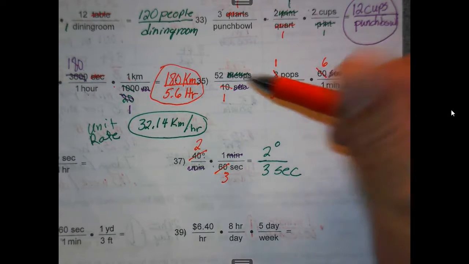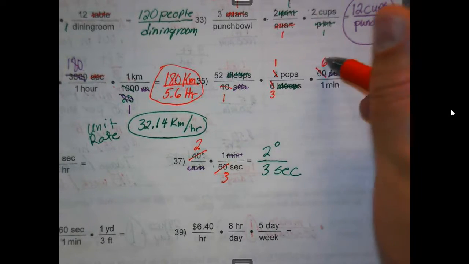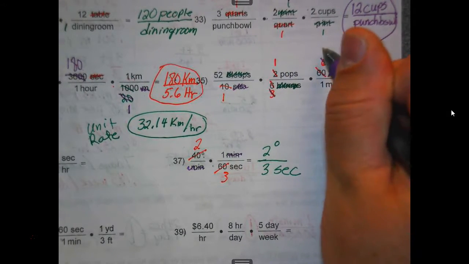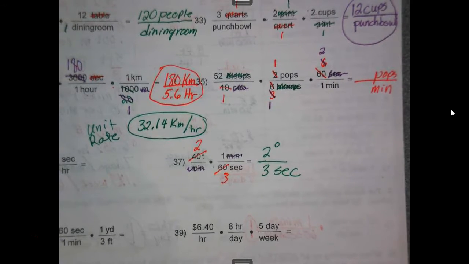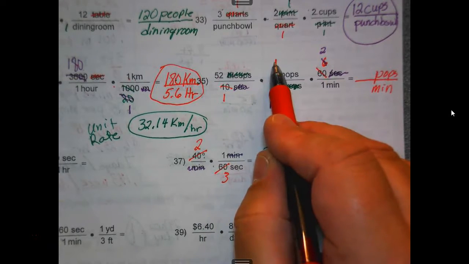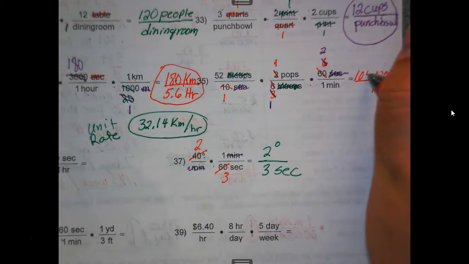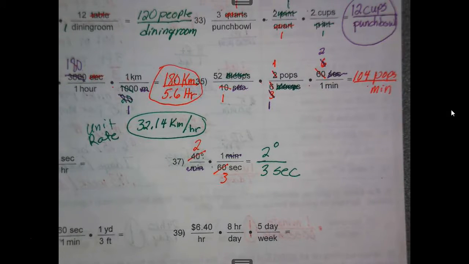Let's see, 3 goes into 52, doesn't it? No, it does not. 3 goes into 6, though. So 3 goes into 6 2 times. 3 goes into 3 once. And we have 1 on the bottom, so we're good. 52 times 1 is 52 times 2 is 104. And it's just 1 amount. You're more than welcome to put the 1 there. I don't care. So this is 104 pops per minute. Oh, I wonder what that is.